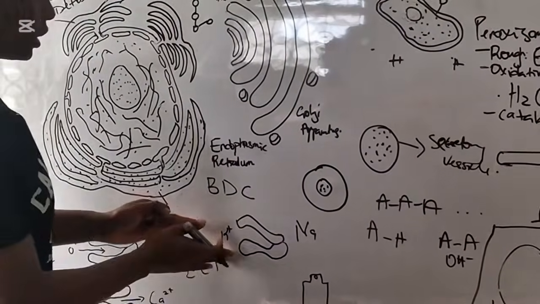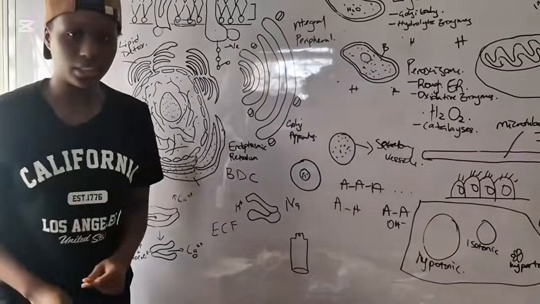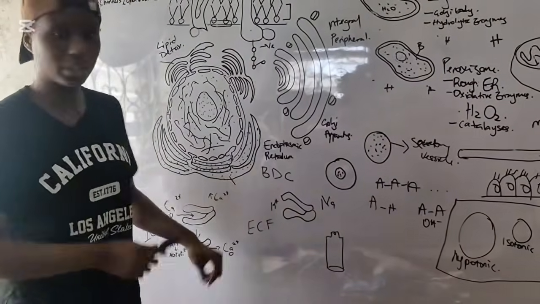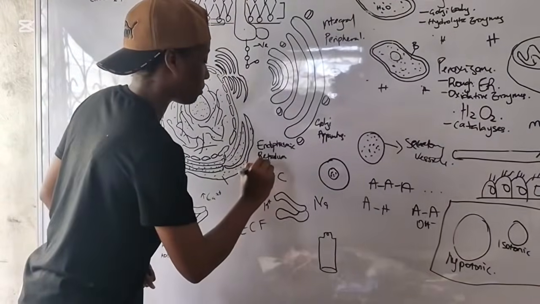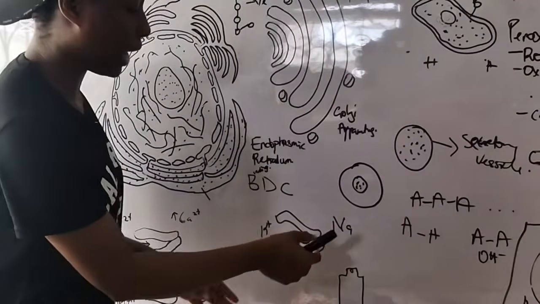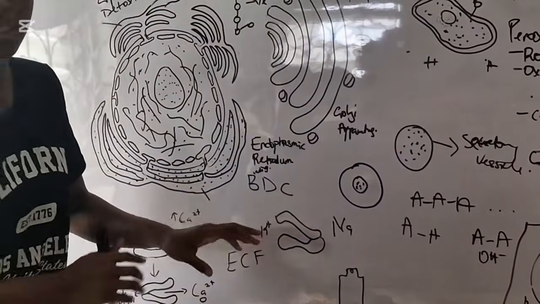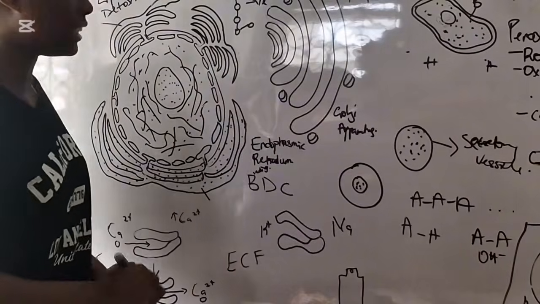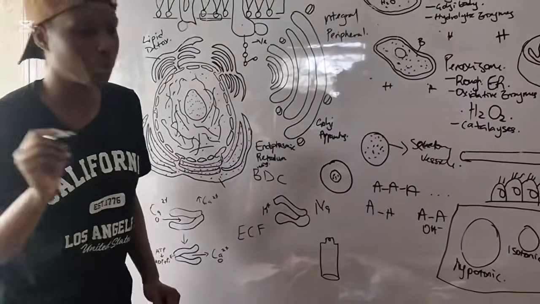So this is inside the cell and then this is outside the cell. So now BDC is the mnemonic that explains what happens here. Number 1, B is for binding. So now the sodium is going to bind to this part. This is a channel, which means it is an integral protein. So the sodium is going to bind to this part of the channel, and it is now going to cause a reaction, and that reaction is called a dephosphorylation reaction.